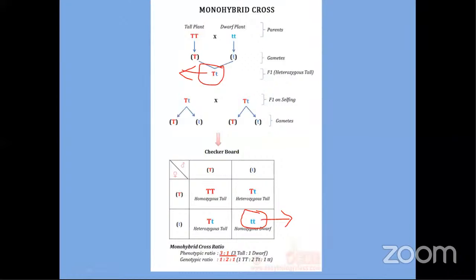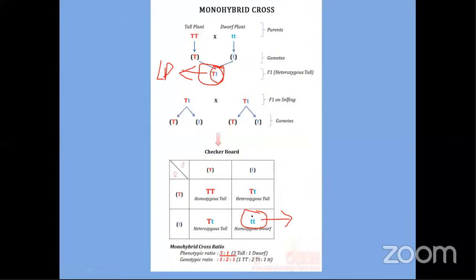In a heterozygous pair, that is, if there is a capital T and a small t, then the one which is stronger, the dominant one, will be expressed, and this is the law of dominance.